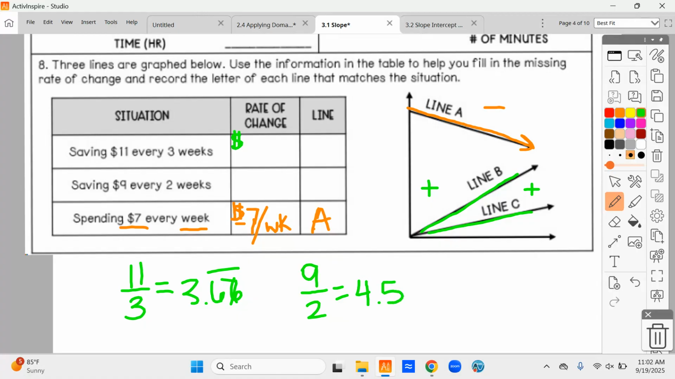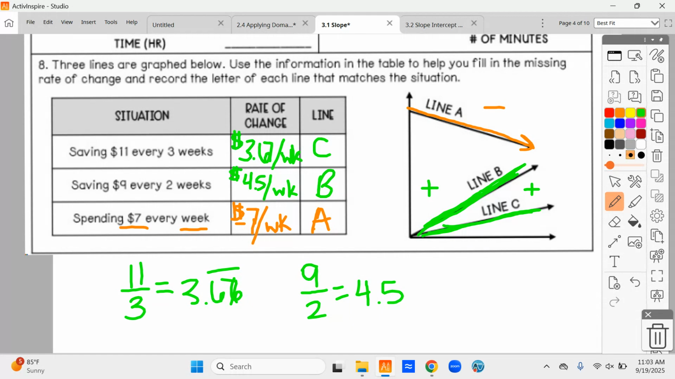So which one has the greater slope or would be increasing faster? We would say saving $9 every 2 weeks. So we would say $4.5 per week. Therefore, our steeper line, line B, would match with saving $9 every 2 weeks. Okay? The saving $11 every 3 weeks would be $3.67 per week. And it's more gradual savings, so that would be line C.